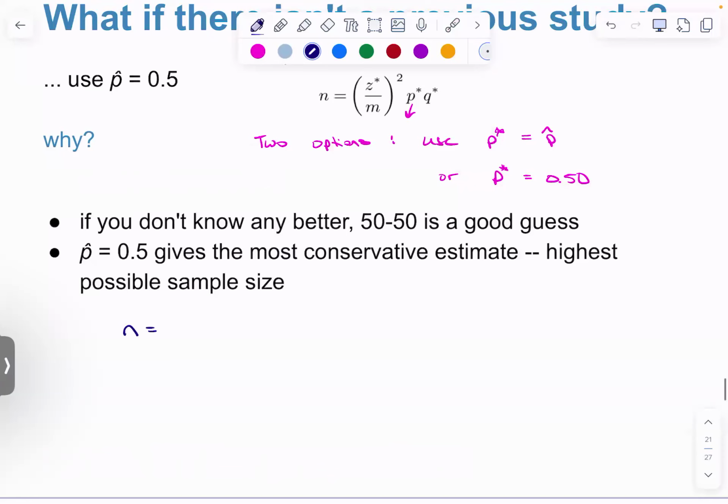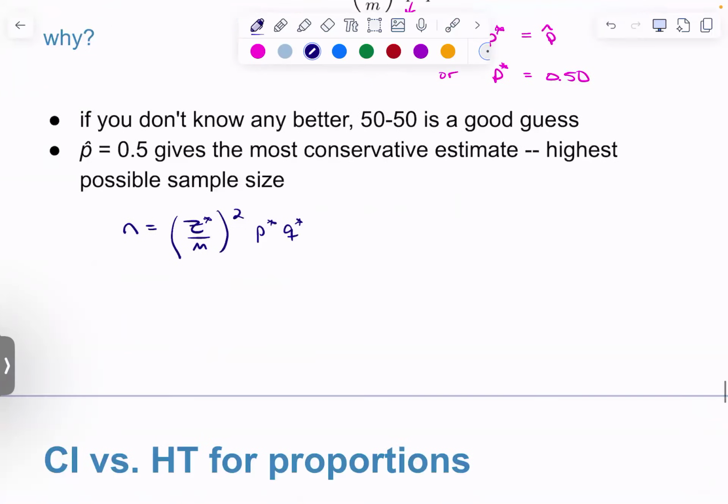So we have our Z star over M squared times P star Q star. And in this scenario, now let P star be 0.5. So then I get 1.96 divided by 0.01 squared times 0.5 times 0.5.